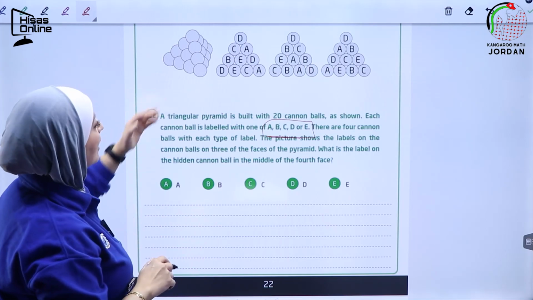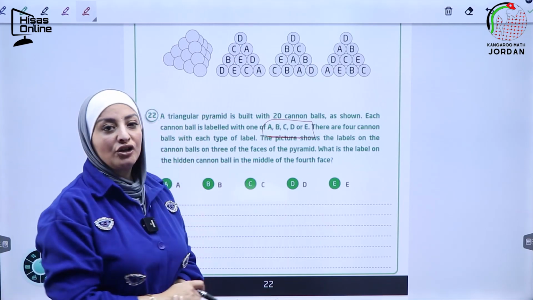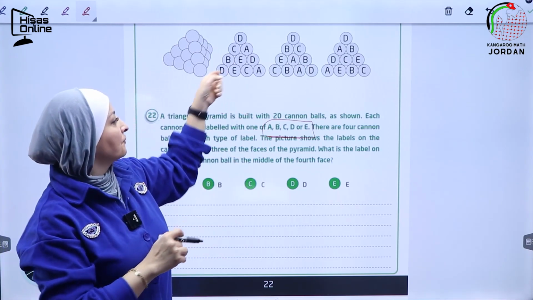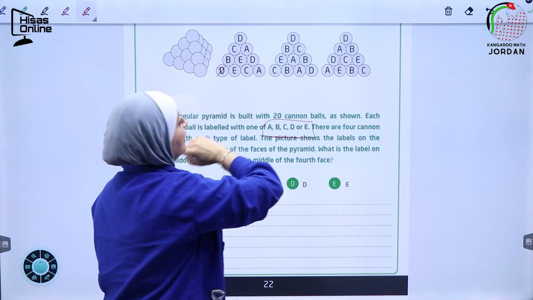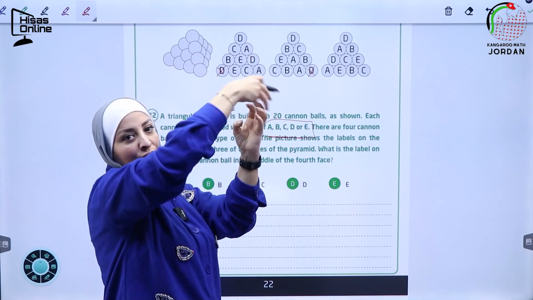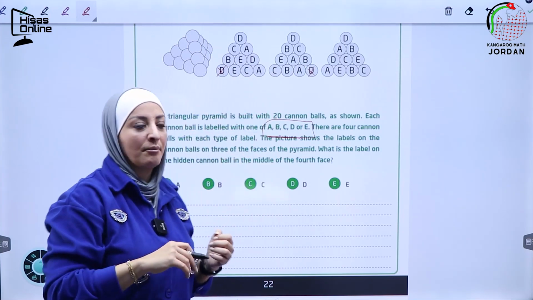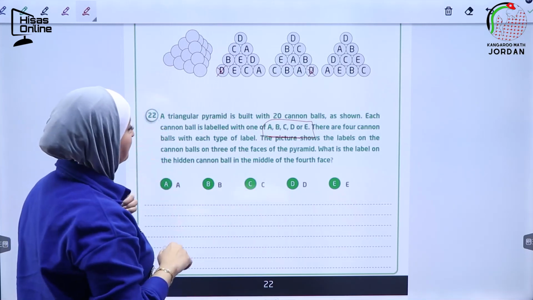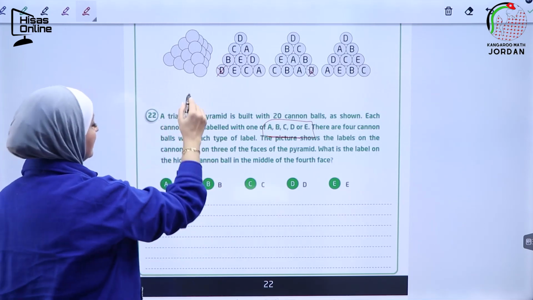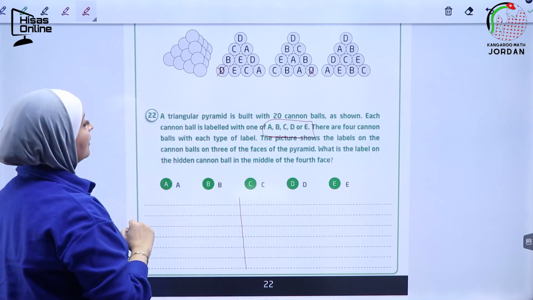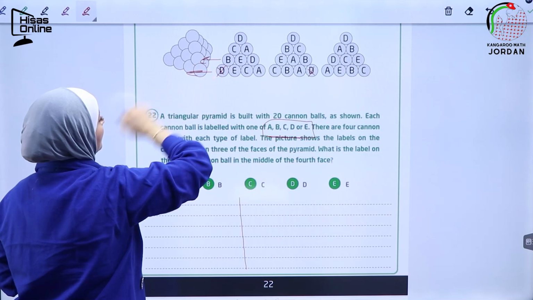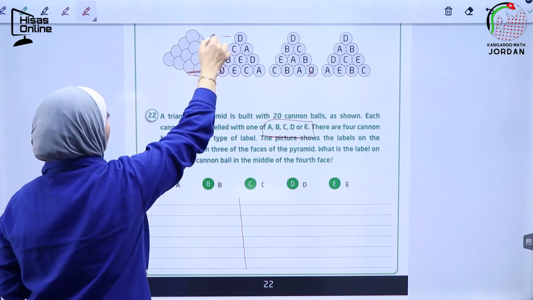Let's see how we can discuss this. First of all, you have to pay attention that this is a 3D shape. So if you find this D on the corner and this D in the corner, that means it is the same ball but shown on 2 different sides. Okay, let's keep this in mind. I will use a simple way to solve this question. Let's see, if I make a table and write what I can see in each row. So I have the last one, the third one, the second, and the first.